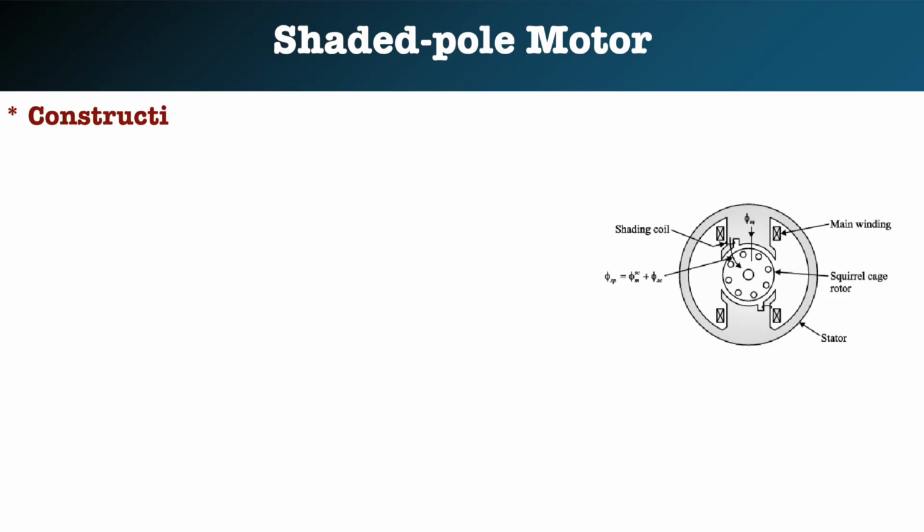The applications, if we look at, due to high starting torque, the capacitor start motors are used for grinders, compressors, conveyors, refrigerations, fan, air conditioning, etc. Next is our shaded pole motor.